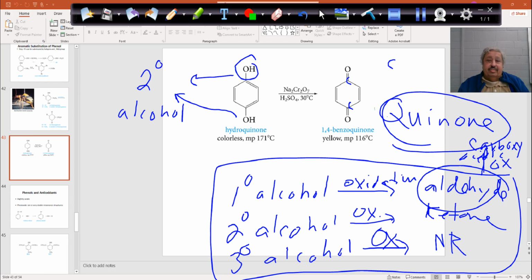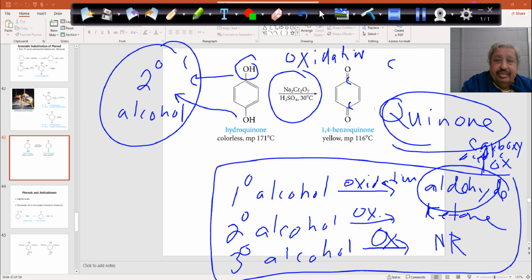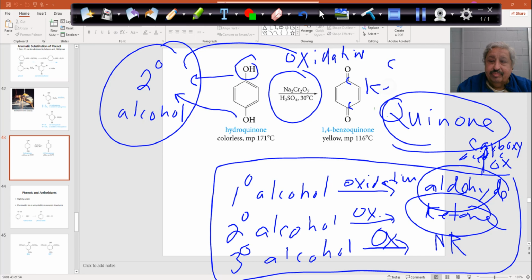However, here I'm oxidizing this secondary alcohol. This process is called oxidation, because secondary alcohol oxidation will give us what? A ketone. This is a ketone, or a double ketone, correct? So anytime I have a secondary alcohol, it will give us a ketone. A primary alcohol gives us an aldehyde, which can be further oxidized to carboxylic acid. A tertiary alcohol, no reaction.